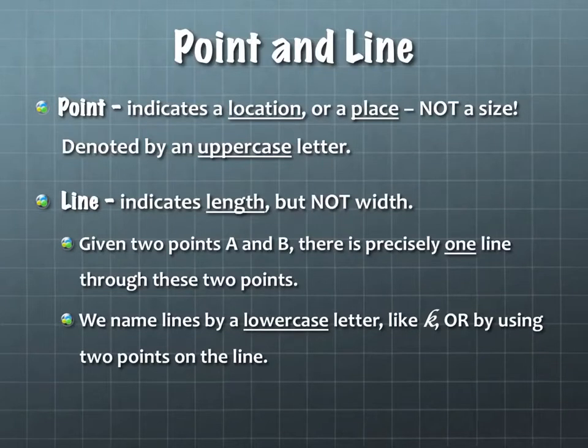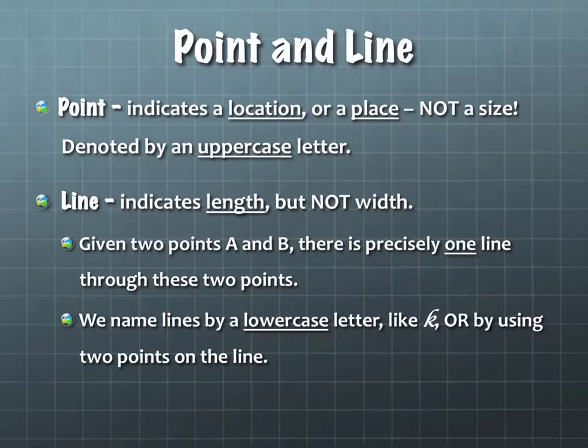All right, so to start with some definitions, a point indicates a location or a place, not a size, and we use an uppercase letter to designate a point. A line indicates length, but not width. If you've got two points, A and B, there's precisely one line going through these two points.